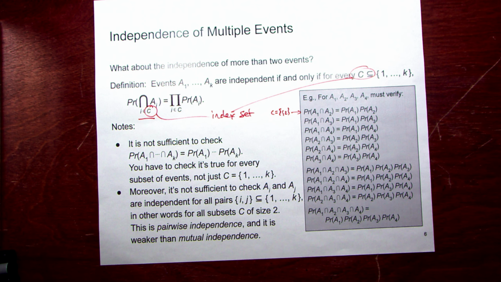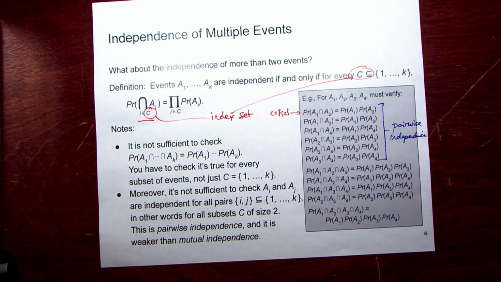And it's not just this last line down here. Furthermore, it's not sufficient just to check each pair. These are all the pairs up here. If you check that all the pairs are independent of each other, this is known as pairwise independence. Each pair that you pick will give you independence, but it does not imply that you'll get independence for intersections of 3 things or 4 things. So this is not the same thing as checking everything.